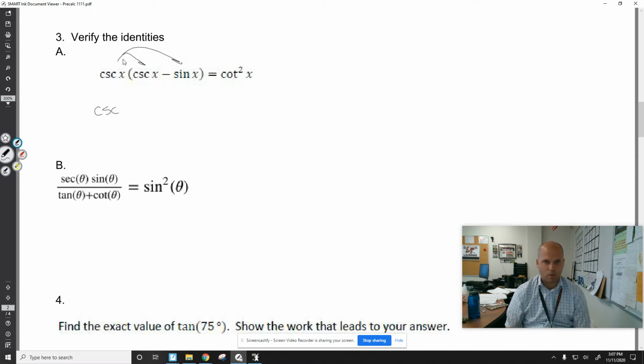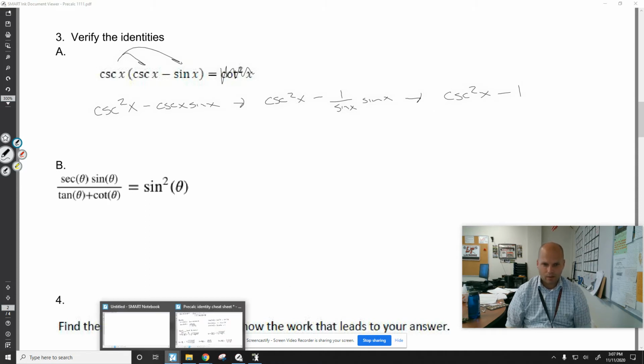And I get cosecant, and remember, when you're verifying an identity, you don't work on the right side. You just work with the left side, and you know what your answer is supposed to be. So you get cosecant squared x minus cosecant x times sine x. Well, that then leads to cosecant squared x minus, I could either turn sine into 1 over cosecant, or I could turn cosecant into 1 over sine. Either way, those things cancel, and that turns into cosecant squared x minus 1.